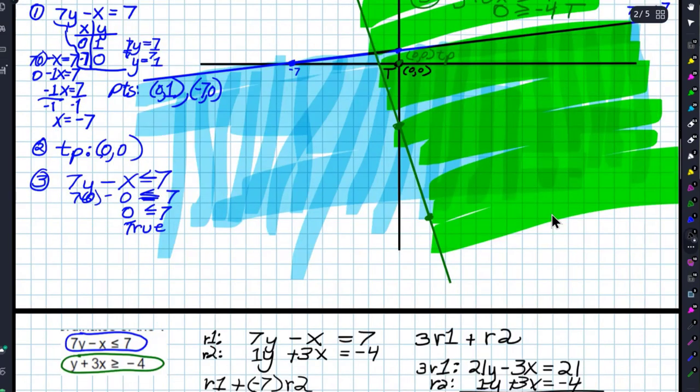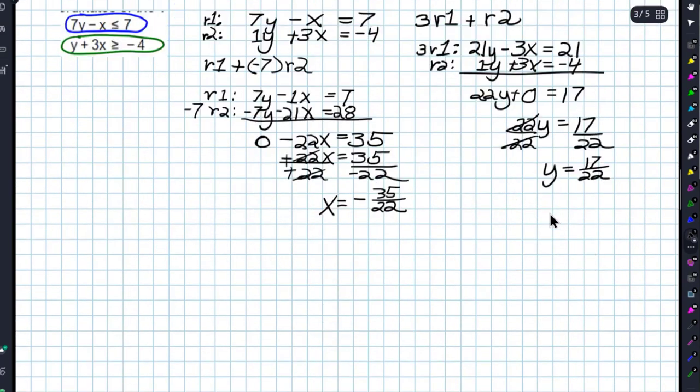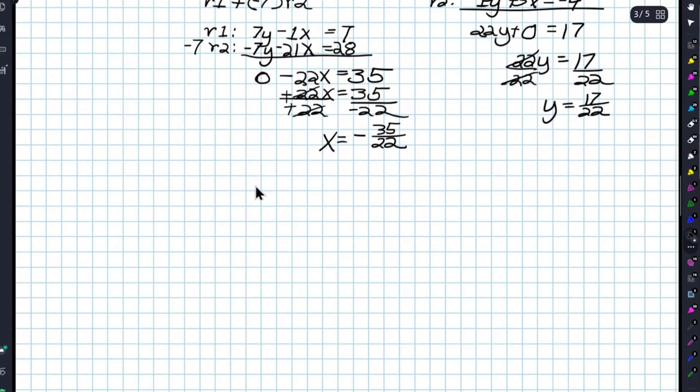So we're at the end. I'm going to make a dangerous assumption that I'm correct. Negative 35 over 22, 17 over 22. That looks correct. I was worried the denominators would be different, but they're the same. They don't absolutely have to be the same, but this is beautiful. I'm certain. I am willing to be certain that this is correct.